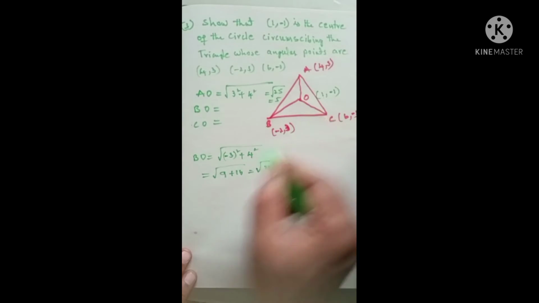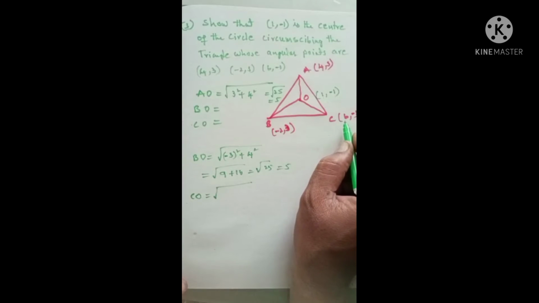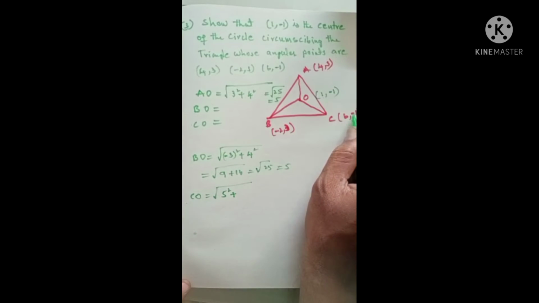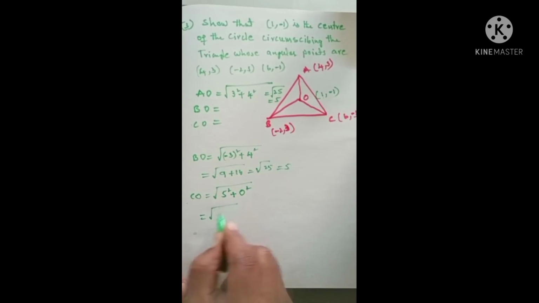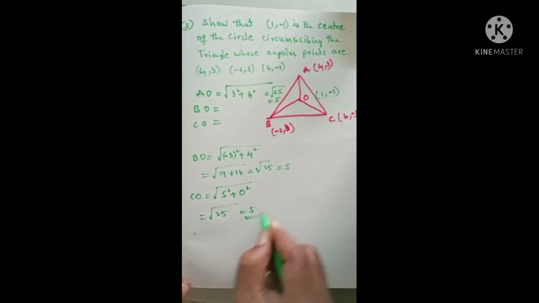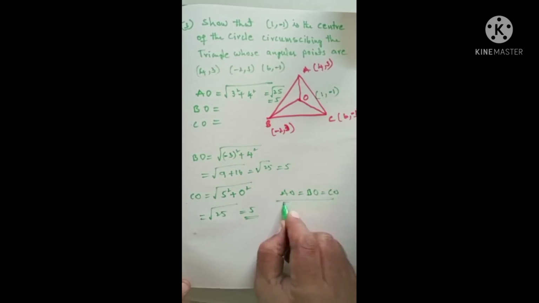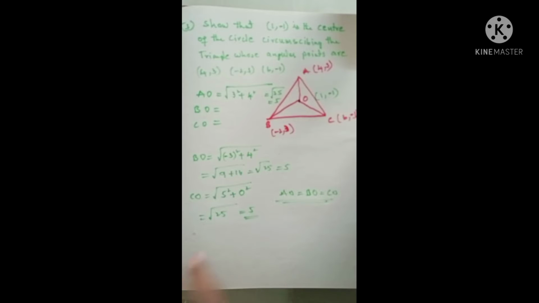Next, if I go for CO, CO is equal to, again, the formula: x2 minus x1. 6 minus 1 means 5 square. Next, minus 1 minus of minus 1 plus 1 will be 0, beta, 0 square. So again you are getting 25, beta, that is 5. Now AO is equal to BO is equal to CO. Therefore we can write, yes, O is the center of the circle which is circumscribing the triangle. So by applying the distance formula, this type of pattern questions also you will get in your exam.